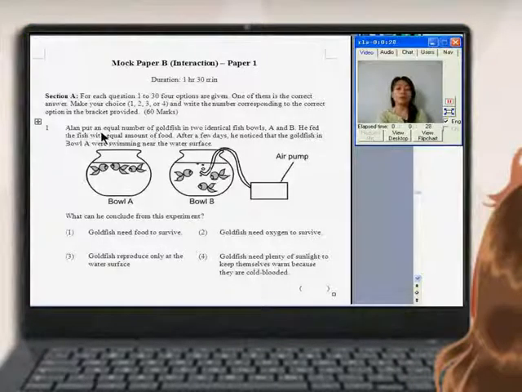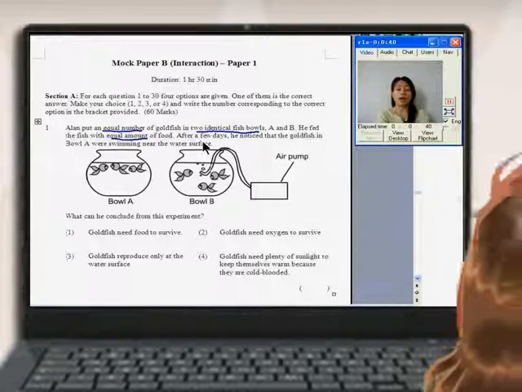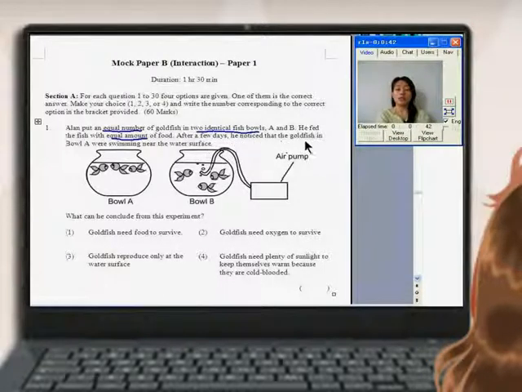Question 1. Ellen put an equal number of goldfish in 2 identical fish bowls. We have an equal number of goldfish, A and B. He fed the fish with equal amount of food. After a few days, he noticed that the goldfish in bowl A are swimming near the water surface.